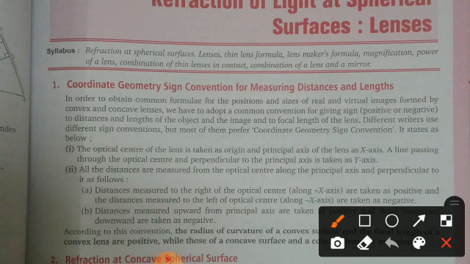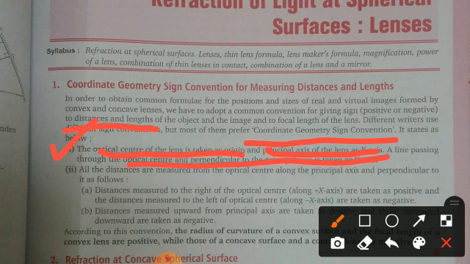Different writers use different sign conventions, but most of them prefer the coordinate geometry sign convention. Which sign convention do we use here? The coordinate geometry sign convention. What does it say? It states as below. The first one is that the optical center of the lens is taken as the origin. Clear? And the principal axis of the lens is taken as the x-axis. A line passing through the optical center and perpendicular to the principal axis is taken as the y-axis. I hope you know it.